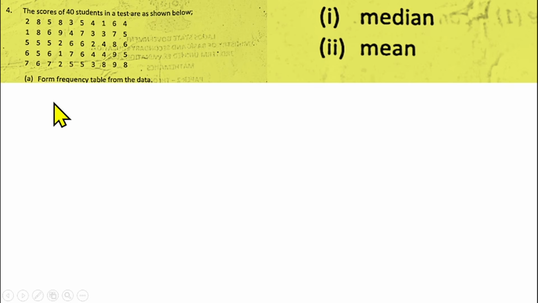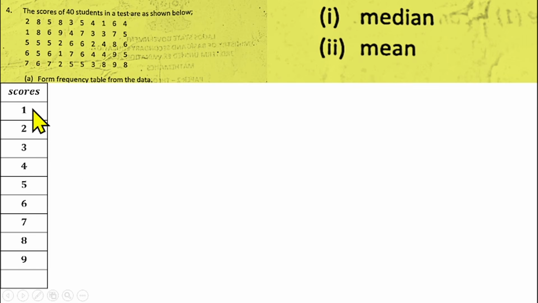Then from there, what do we do? The gap between the data is not too large. We are having data from 1 to 9. So what do you do? First of all, list the scores from 1 to 9. Then you now tally the scores.